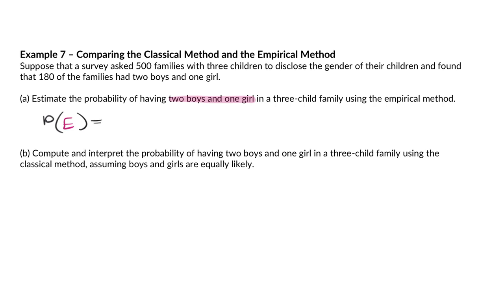is going to be the relative frequency of E, or the number of times I saw E happen in this experiment. How many times did that actually happen? 180 times. Out of how many families did we survey? 500. So if we do this math, that's going to give me 0.36. So by empirical evidence, we have a 36% chance of finding a family with 3 children where there are 2 boys and 1 girl.